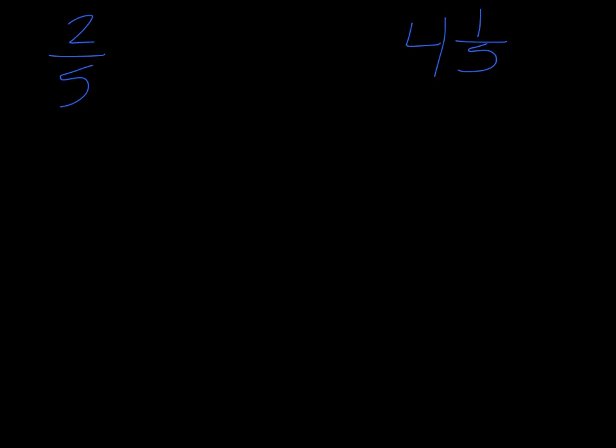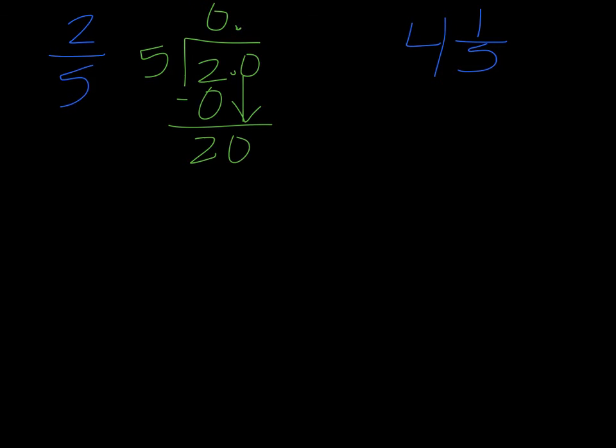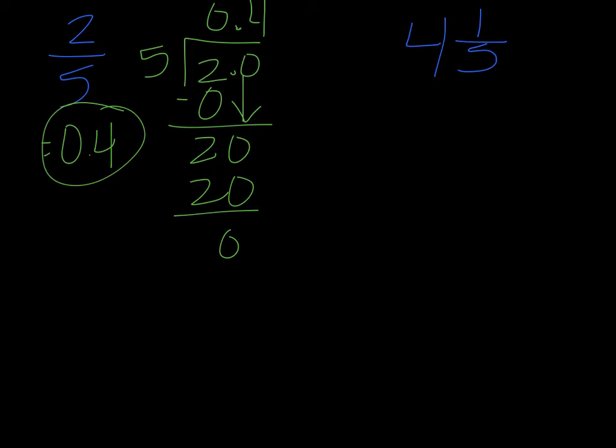So to do 2/5, we put 2 on the inside, 5 on the outside. 5 goes into 2 0 times. So we do 5 times 0, which is 0. We subtract, add your decimal, bring down a 0. 5 goes into 20 4 times. 4 times 5 is 20. 0, so 2/5 equals 0.4 as a decimal.